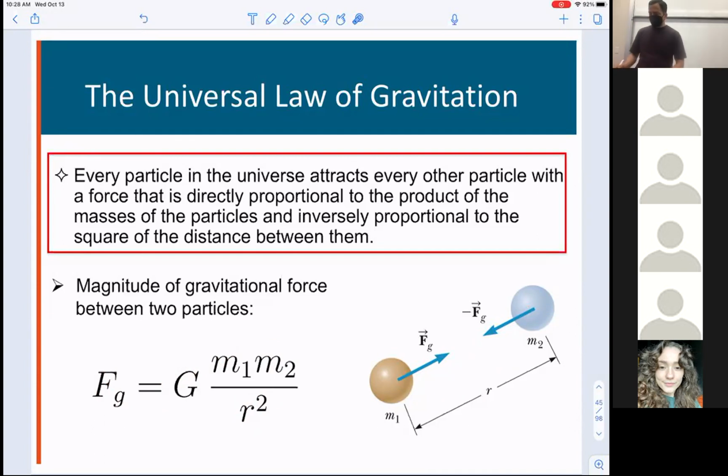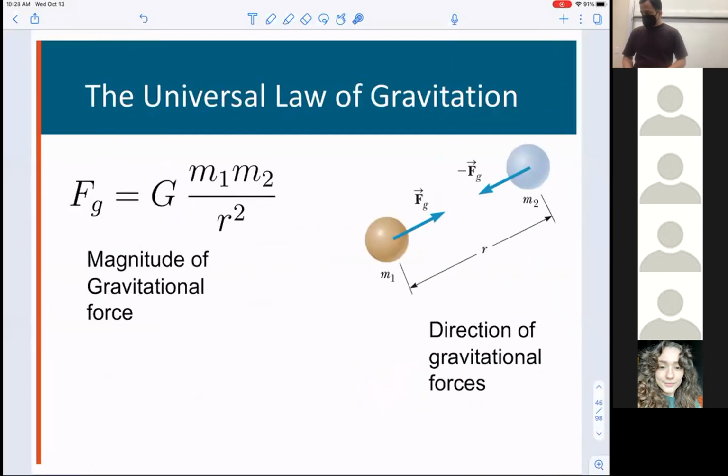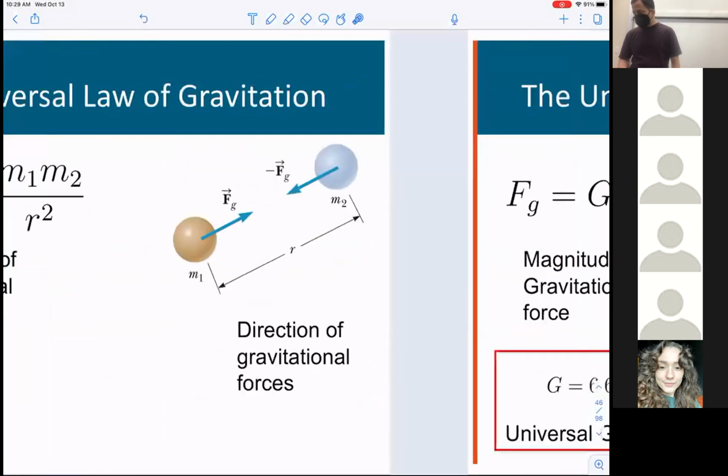I believe, in fact, Newton did not quite know exactly what his own constant was numerically. I think he had some estimate for it, but after he died, people were able to figure this out with more precision. So again, this is the magnitude of the gravitational force, and then the direction of the force on each one of these particles is as shown.